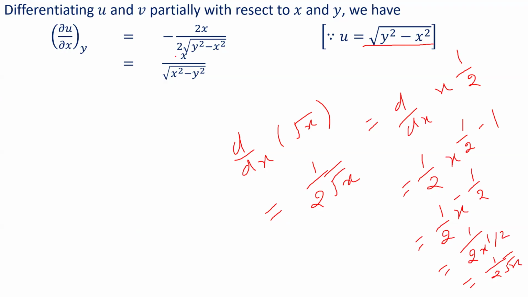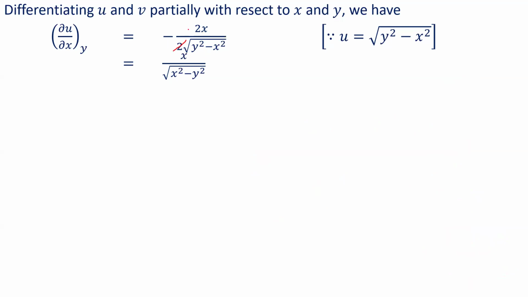Now here, instead of x, we have root over y square minus x square. So 1 upon 2 root y square minus x square. And again, the derivative of y square minus x square with respect to x is nothing but minus 2x. It is minus, so this 2 and 2 will cancel. We have minus x upon root over y square minus x square.